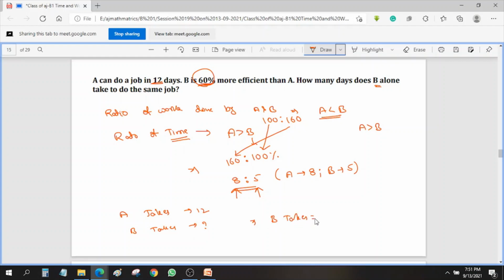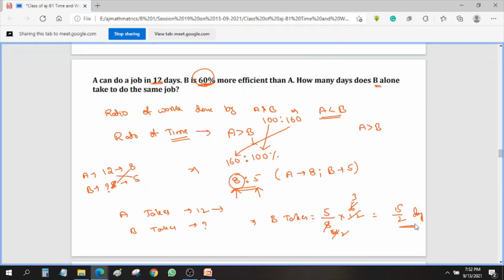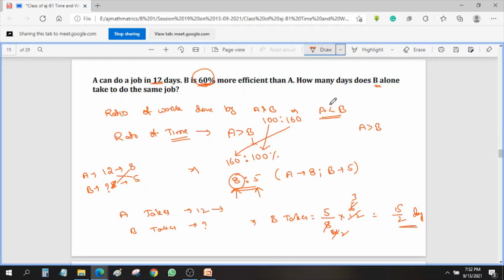Now how do we do this? Taking the ratio again, A can take 12 days to complete 8 parts, and B takes 5 parts. Now how many days? Cross multiplication: 12 into 5 by 8. 12 into 5 by 8 is 2 4s are 8, 2 6s are 12, so it is 15 by 2. So 15 by 2 days is what B can take. Sometimes it is given as 7 1 by 2. Anything, it will be the same, 15 by 2 days that B can take.